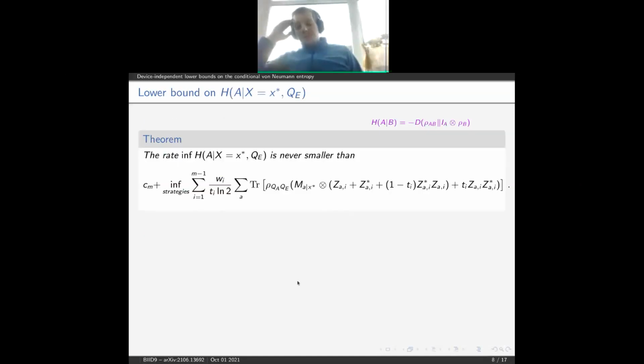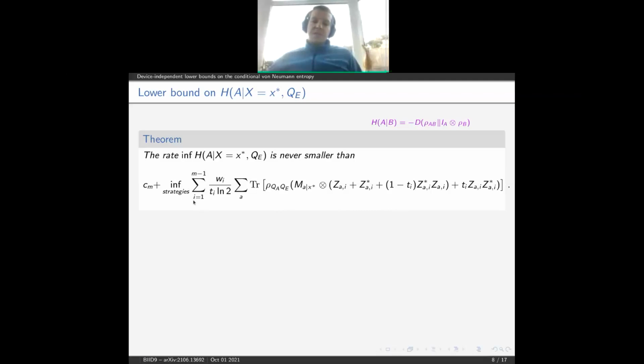Okay, and so as I mentioned before, we can apply this. We can define our conditional von Neumann entropy in terms of the relative entropy. And when we apply the upper bounds on the relative entropy, we'll get lower bounds on the conditional von Neumann entropy. So you can do this. And then if you replace the conditional von Neumann entropy in the rate calculations, this infimum over all strategies, with these lower bounds, then you'll end up with a lower bound on the rate in terms of something that looks like this. And it's not particularly important exactly the expression itself.